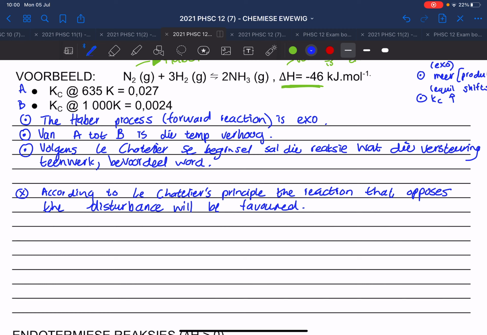So if we make it warmer, it wants to make it colder. So according to Le Chatelier's principle, the reaction that opposes the disturbance will be favored. If we make it warmer, it wants to make it colder. You can always write it down just like that. But now specific, which one will be favored? We made it warmer, so it will try to make it colder.